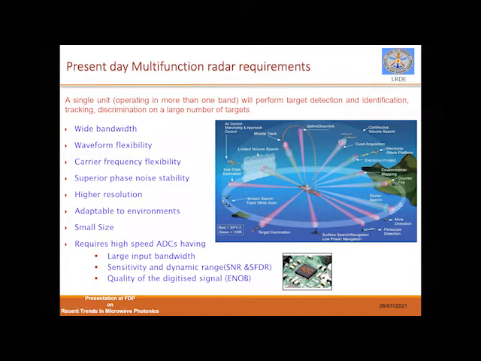Not only that, as I told you, if you want to sample a large input bandwidth, you should have a very high sampling rate ADC. Even if you go with undersampling, suppose you want to sample at more than 4 gigahertz or 8 gigahertz, conventional ADCs cannot provide the solution, because they are limited by certain factors, which I'll be covering in the following slides. Again, the sensitivity and dynamic range of these ADCs are very important, and the ENOB, effective number of bits, of ADCs is also very important.